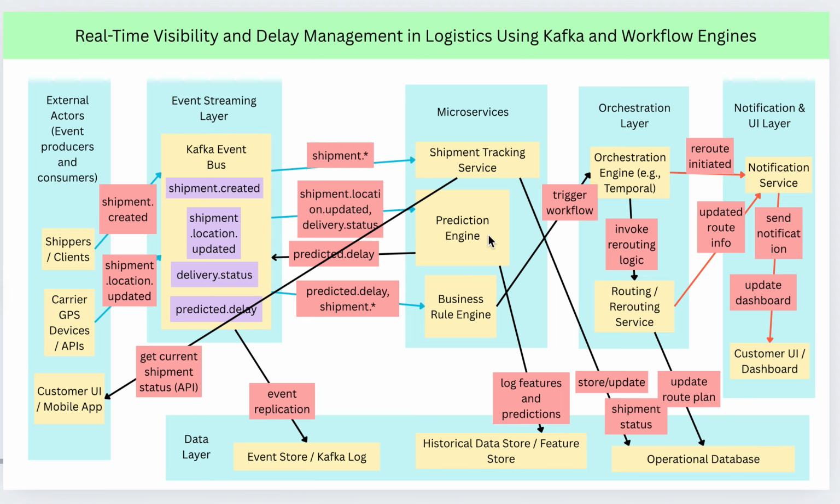Then we have the prediction engine. This subscribes to the same location and delivery status topics. This applies machine learning models to predict delays based on traffic, weather, driver patterns, and historical trends. It emits new events like predicted.delay back into Kafka. The data state here is that the ML model evaluates risk and augments the event stream.